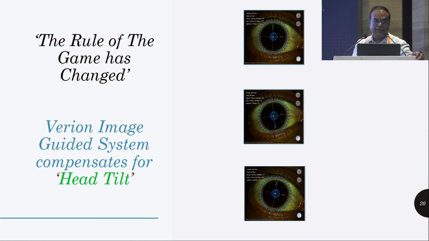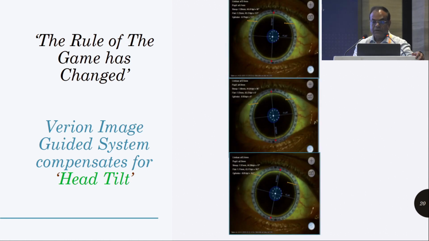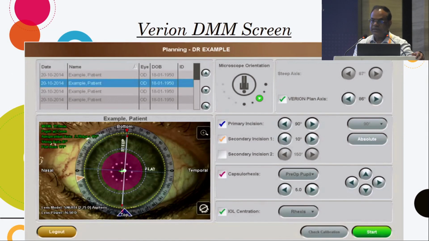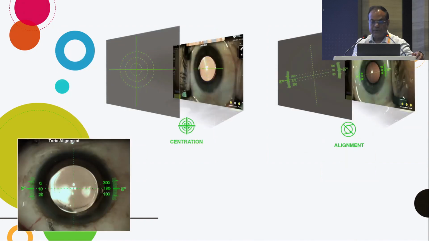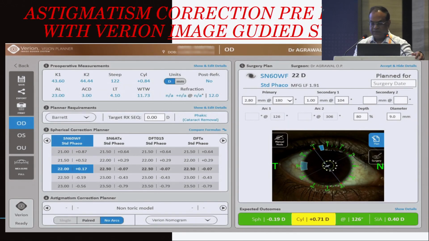The rule of the game has changed. The Verion image guided system compensates for head tilt. So even in sitting position and when the patient is lying down, this software... I'm not going into detail because there is a time constraint. So with the help of this software, we can plan our incision location.